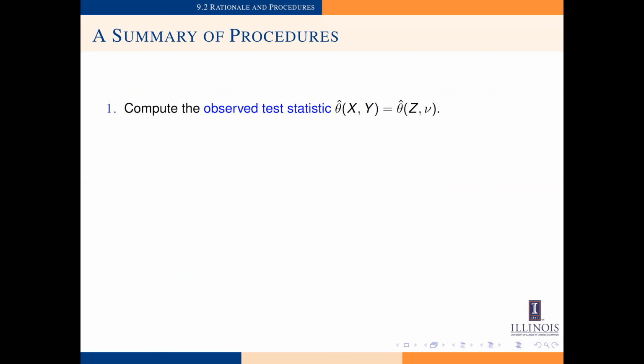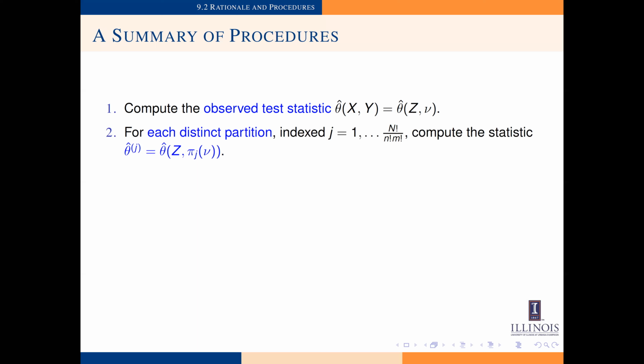So let's summarize the procedures for the permutation test. The first step is to compute the observed test statistic, which is theta hat evaluated at x and y. So we also write it as theta hat evaluated at z and nu. This is the statistic computed from the original sample without any shuffling. Second, for each distinct partition indexed by j equals 1 all the way up to n choose n, so n factorial divided by n factorial times n factorial, we compute the statistic theta hat j, which is the theta hat function applied to z and a permutation of nu. So it's essentially applying it to x star and y star where they are permuted.